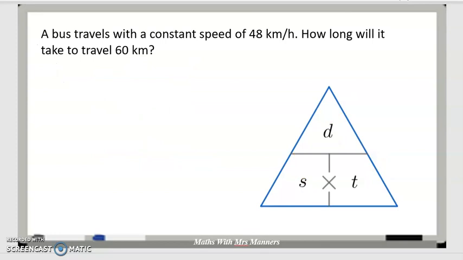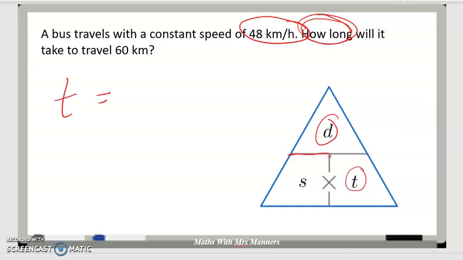Next question has us with a bus traveling at a constant speed of 48 kilometers per hour. How long will it take to travel 60 kilometers? How long is what we've been asked for. How long is time? Okay, in the last slide we calculated distance. Now we are going to calculate time. So time is equal to distance over speed.